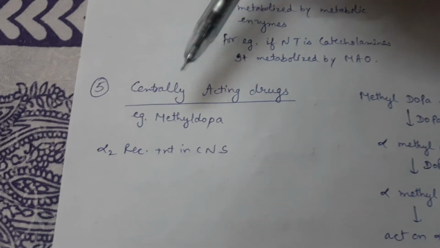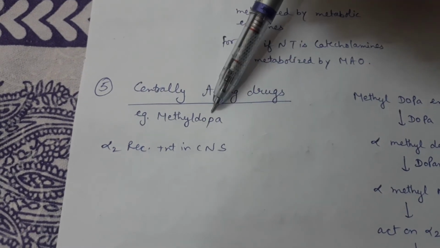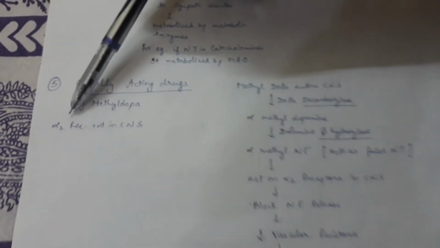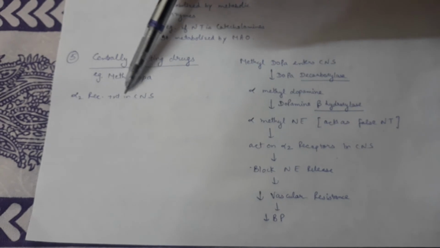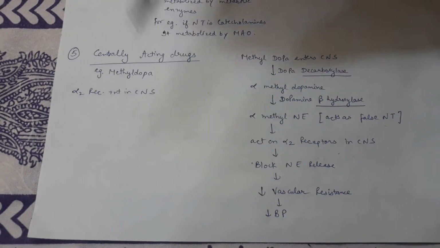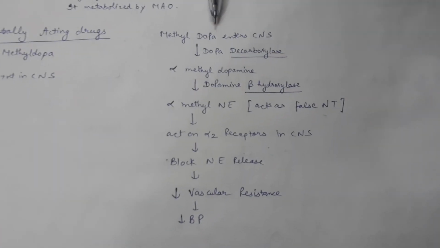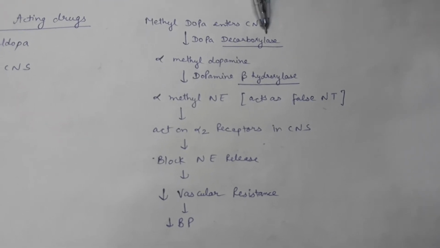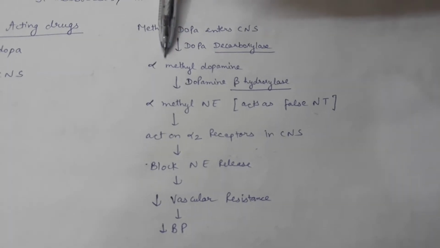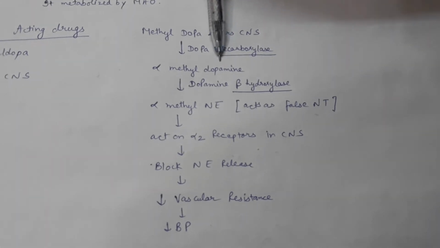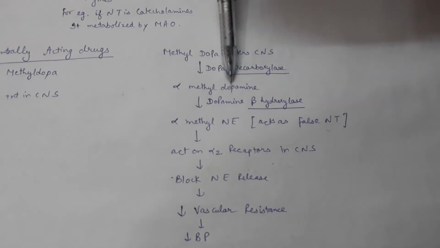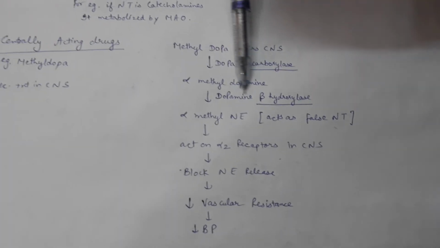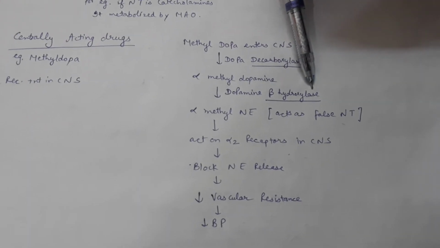The fifth class is centrally acting drugs. For example, methyldopa. To understand this mechanism of action, we should know that alpha 2 receptors are present in the CNS, the central nervous system. So methyldopa enters the CNS, and the important enzyme DOPA decarboxylase converts it to alpha-methyldopamine. And alpha-methyldopamine is converted to alpha-methylnorepinephrine by the enzyme dopamine beta-hydroxylase.